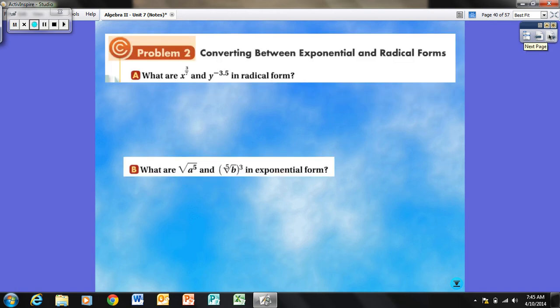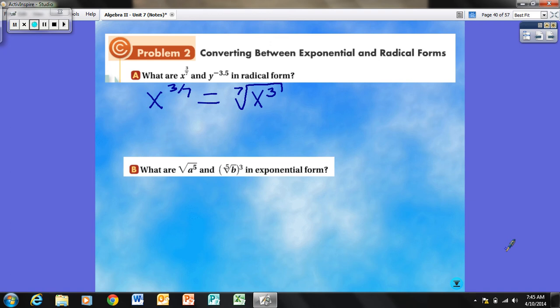So let's try letter A. There's 2 examples here, x to the 3/7 and y to the -7/2. I'm sorry, -7/2. X to the 3/7 is going to become, well, the denominator is 7, so it's going to be the 7th root of x. The base stays the same. My numerator is 3, so the 7th root of x to the 3rd.